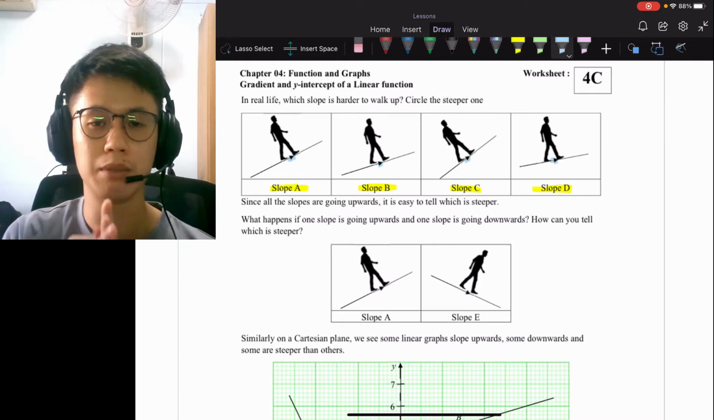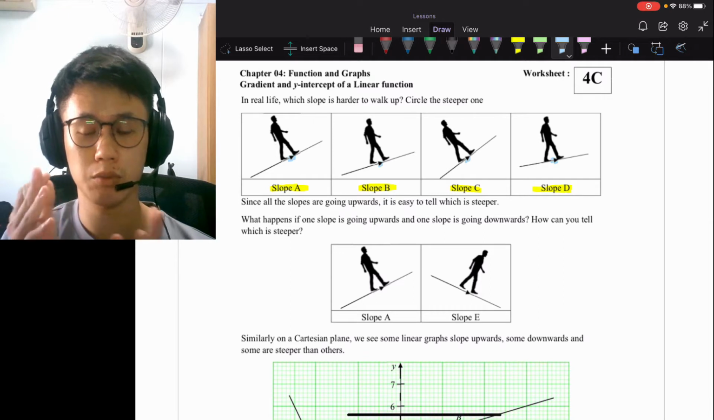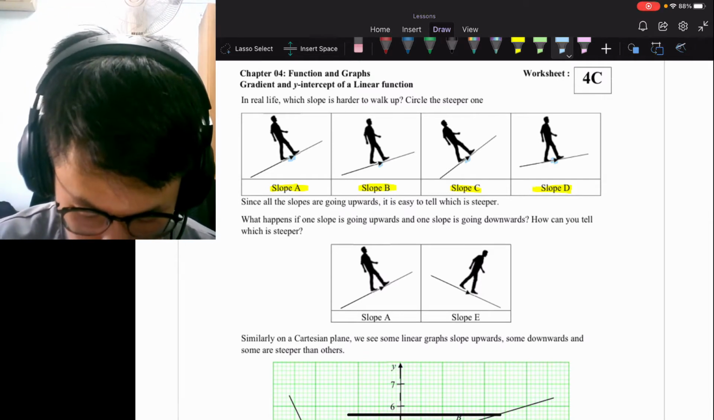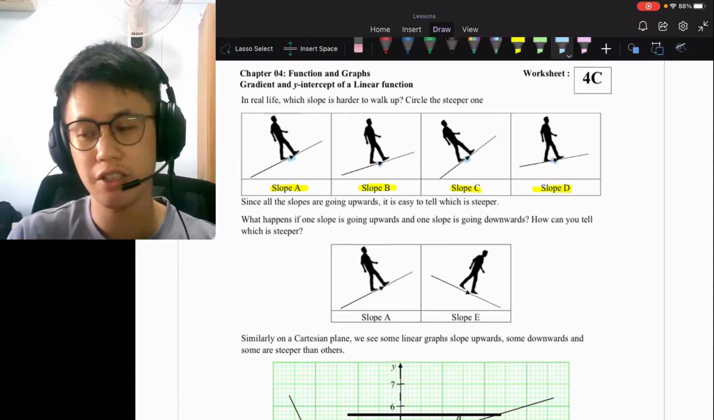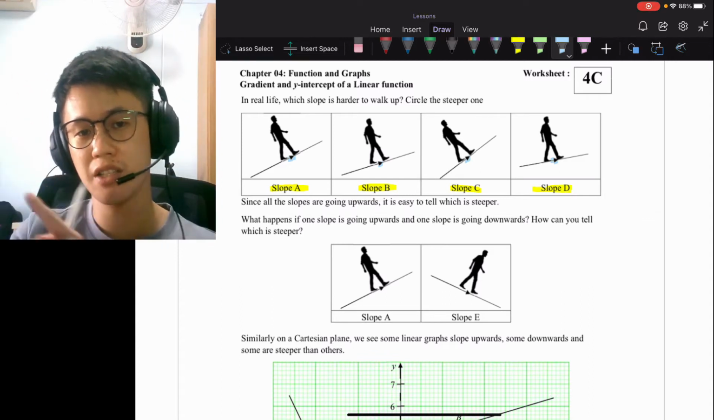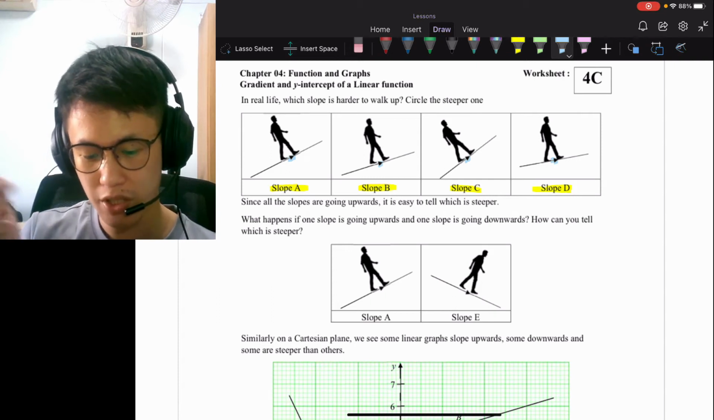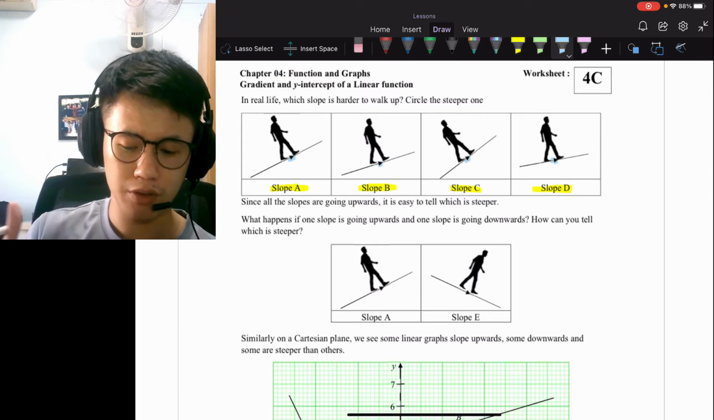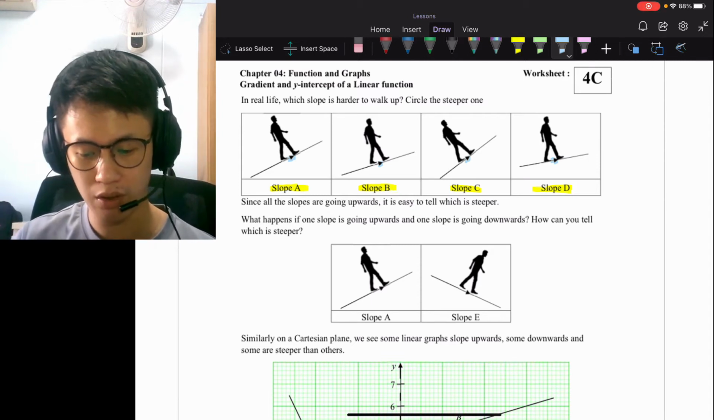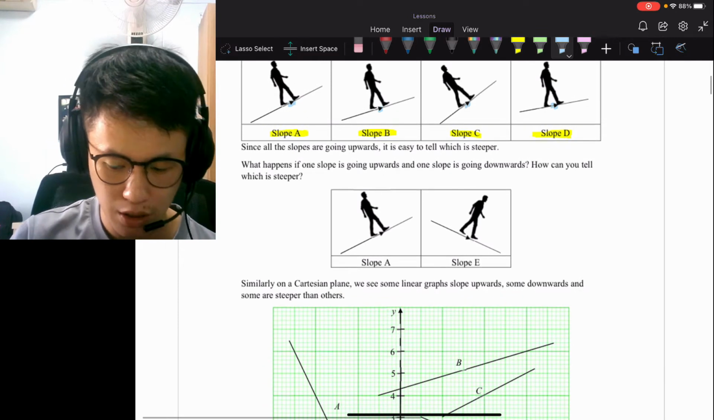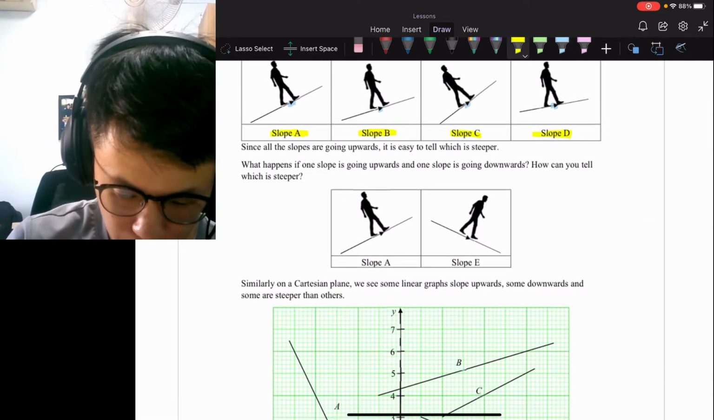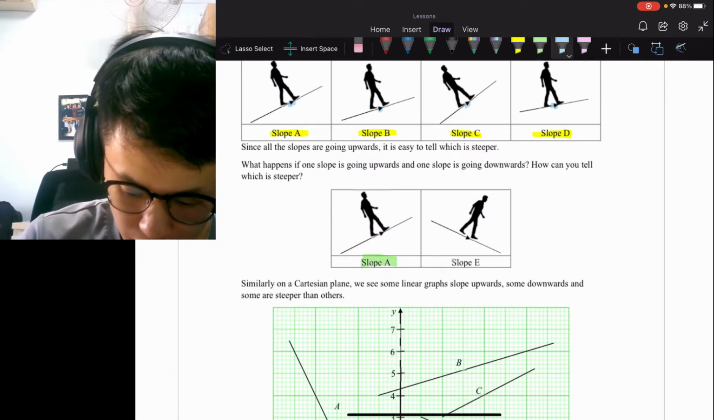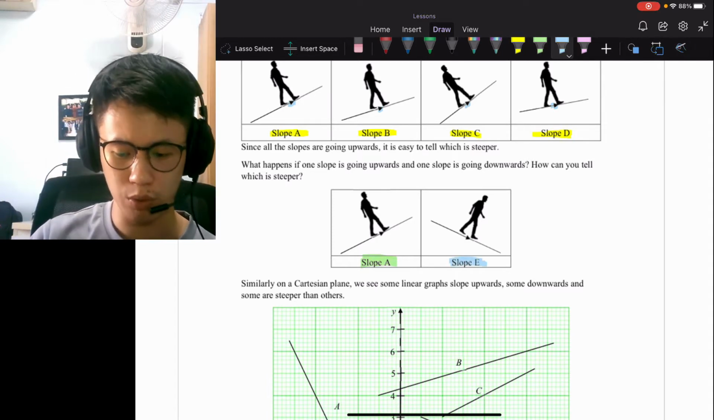Which one is steeper? Go and type it in. If all the slopes are going upwards, it is very easy to tell which is steeper. The problem here is what happens if one of the slopes is going upwards and one is going downwards. For example, we have slope A here, this guy is going upwards, but on slope E, this one is going downwards.